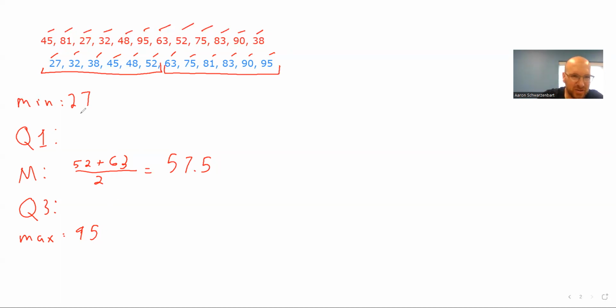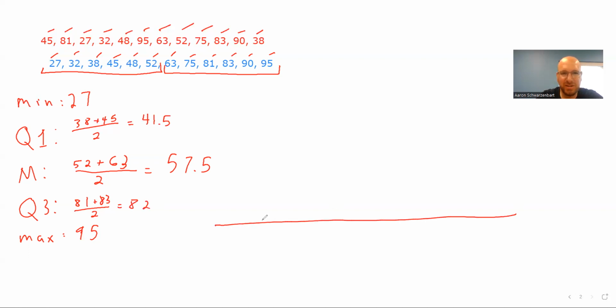So now my middle number, okay, I've got 6 here. So I got to use the same trick I did before, 38 plus 45 over 2. 41.5. Upper half, 81 plus 83 over 2. This one's a pretty easy one. Halfway in between is 82.